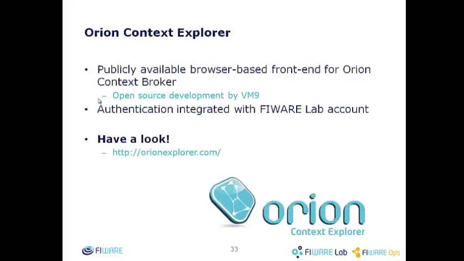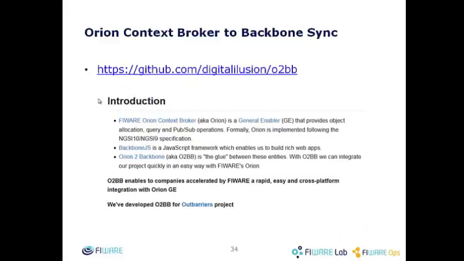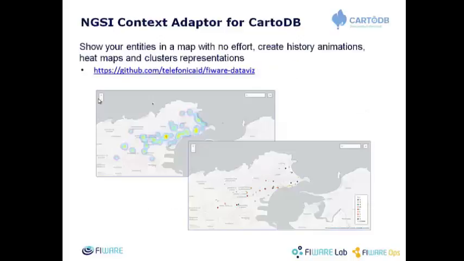Okay, you also have the Orion Context Explorer, which is a browser-based front end for Orion, and of course you can use the REST client as we showed before. This is the GitHub address for the enabler, and you're going to find many implementations of context broker integrations in GitHub and elsewhere. These are some of them. This is the context adapter for CartoDB. Very interesting development. I suggest you have a look at it.